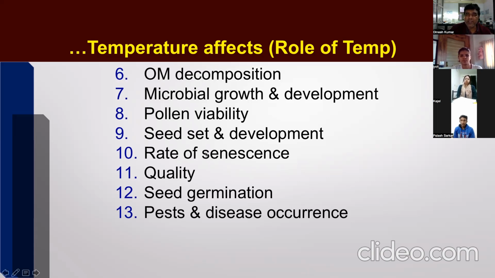Similarly, seed set and seed development. Seed set means it is just kind of fertilization. Seed setting means kind of fertilization, and development of the seed is grain filling. So it is also a temperature controlled phenomenon. Similarly, rate of senescence. Senescence is maturity. Once your leaf has lost the greenness and it is ready to turn brown color, then it is senescence. So certain parts of the plant senesce, they mature. So it is also affected by temperature.